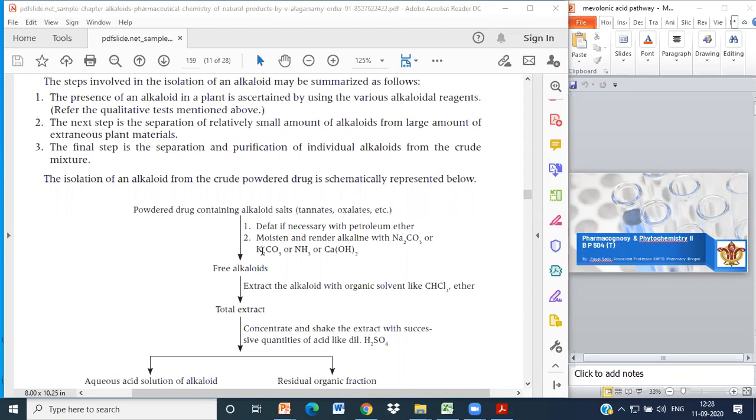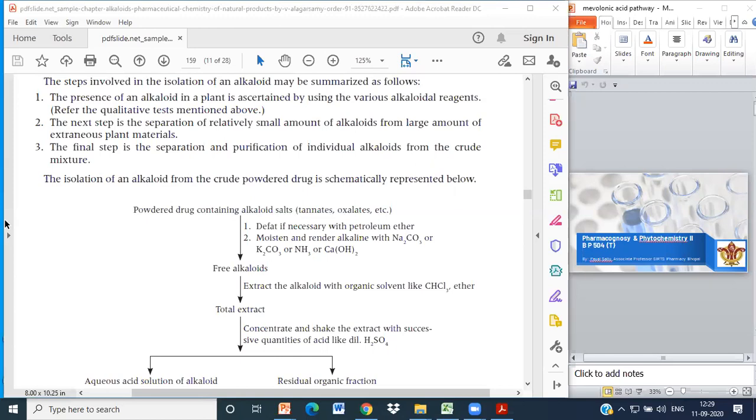Then moisten and render alkaline with Na2CO3, K2CO3, NH3, or Ca(OH)2, calcium hydroxide. You have to moisten the drug with any of these. Whatever you extracted with petroleum ether is kept separately. Now the drug has to be treated with any of these, whether sodium carbonate, calcium hydroxide, potassium hydroxide, or ammonia. From this you are going to get the free alkaloids.